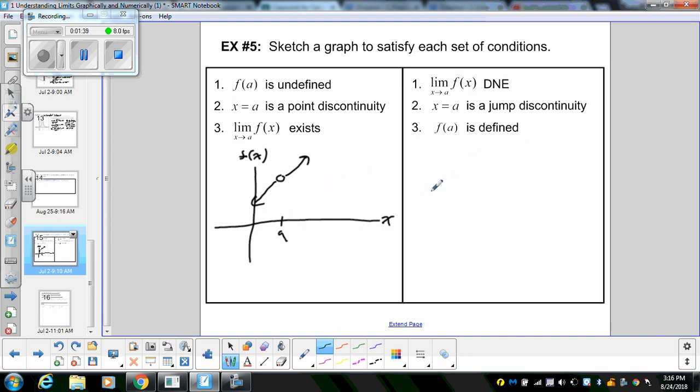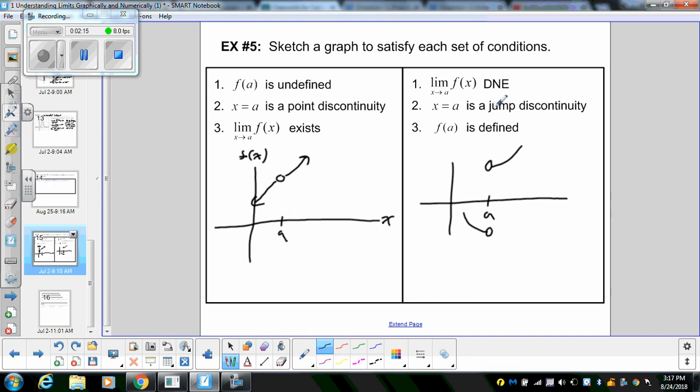All right, over here, let's do the same thing. Let's make a graph. The limit of f of x as x approaches a does not exist. So if this is my a, does not exist means I'm going to have an open circle here going this way, maybe an open circle here going this way as well. But it does not exist because it's two different spots.